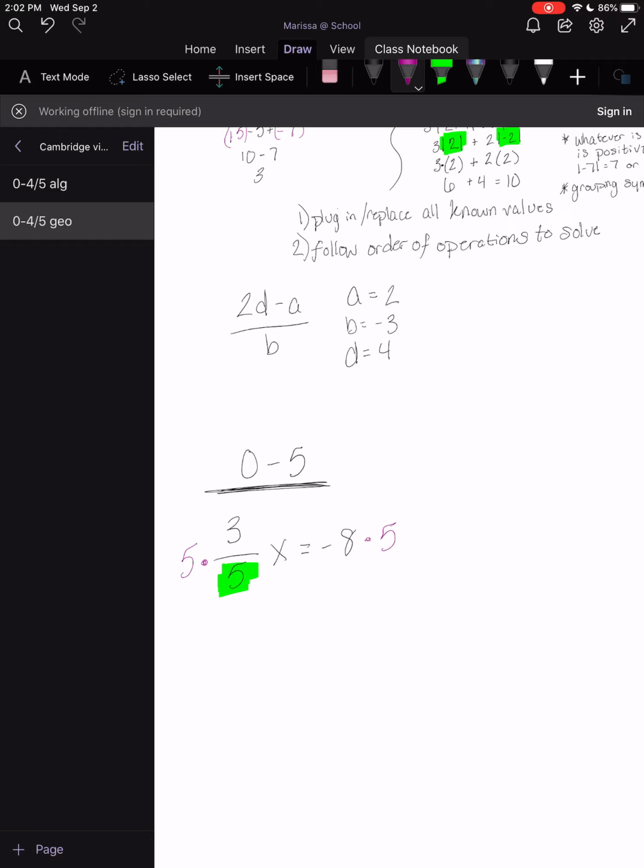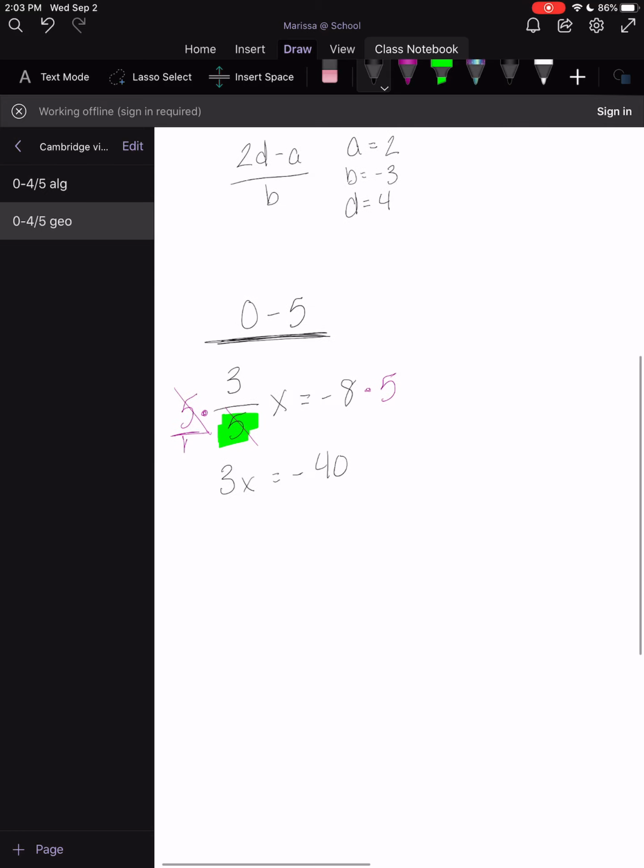Whatever I do to one side, I have to do to the other. Remember, if I have a fraction and I've got a 5 in the numerator, my 5s now cancel. So I'm left with 3x on this side. And I've got negative 8 times 5 on the other side, which would give me negative, sorry, my brain is not keeping up with me today. 40. Hopefully you got that a lot faster than I did, but my brain totally was like, wait, how do I multiply by 5?